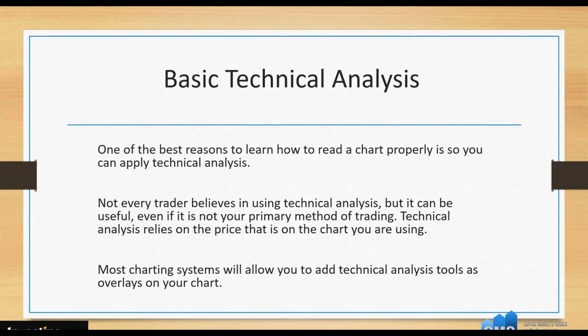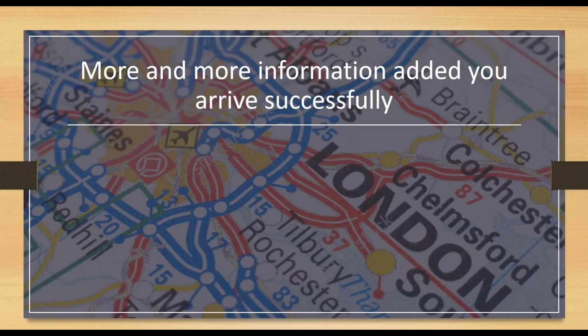And one of the most important reasons you want to learn how to read a chart is so that you can place technical analysis on a chart. Now, not every trader believes in using technical analysis, but it can be useful even if it's not your primary method of trading. Technical analysis relies on price that is on charts that you're using, and most charting systems allow you to add technical analysis tools. Now, the way that I try to describe this is the more information you put on your charts, the more successfully you're going to arrive where you want to go.